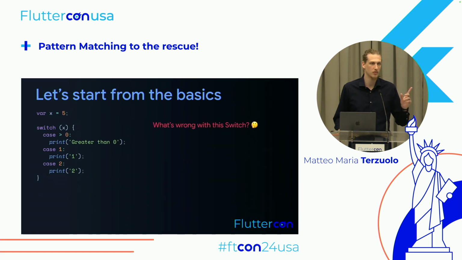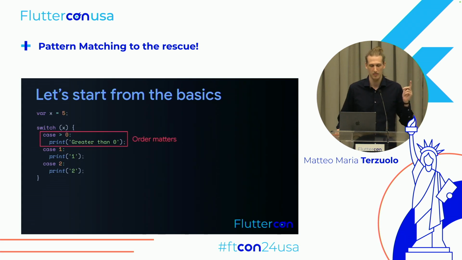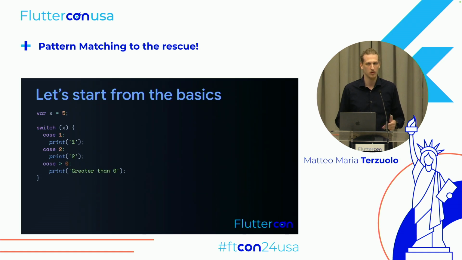But first of all, what's wrong with that switch? Can someone answer? Yeah, who said that? Okay. The order matters, because our variable is 5, so it's greater than 0, and it won't ever go in every other case. If we put a case with case 5, it won't go in there because the greater than 0 is first. So the order matters. You have to keep that in mind.